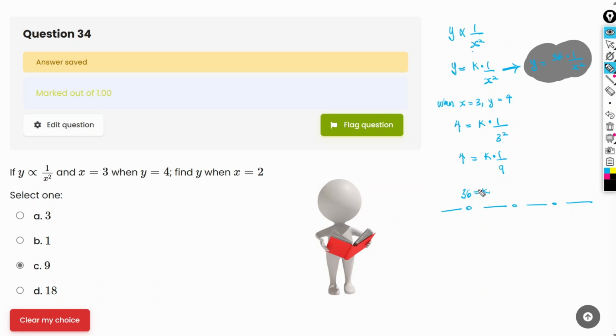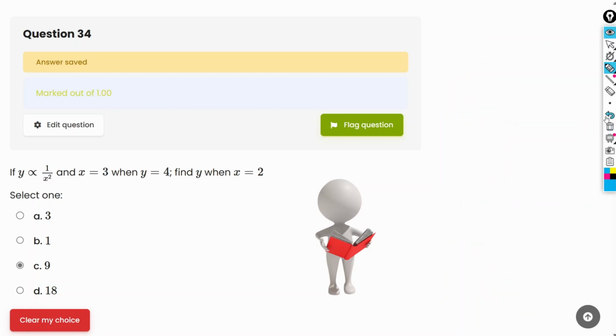Now we have y is equal to 36 over x squared, and we are asked for when x is equal to 2. So just plug and play. We have y is equal to 36 over 2 squared. So y is 36 over 4. Y is 9, that's option C.